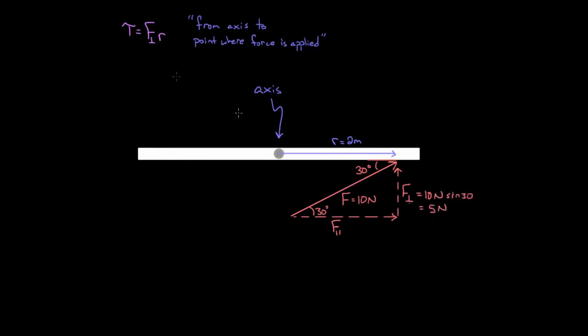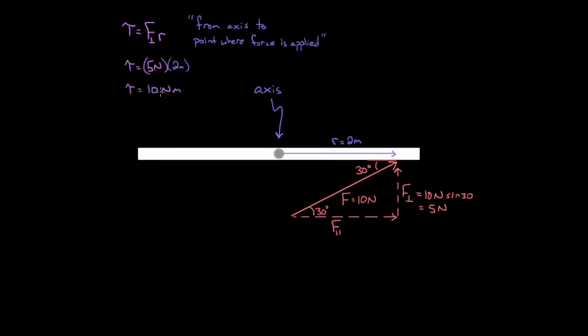So finally, I can say that the torque exerted on this door by this force of 10 newtons at 30 degrees would be the perpendicular component, which is 5 newtons, times how far that force was applied from the axis, and that was 2 meters. And I get that the torque here is going to be 10 newton meters.